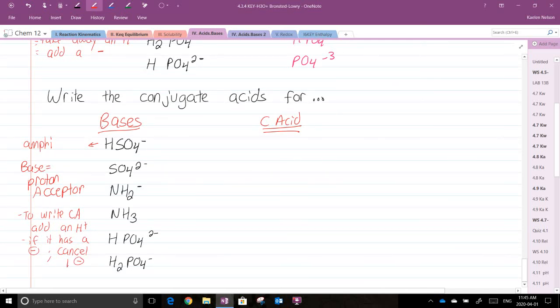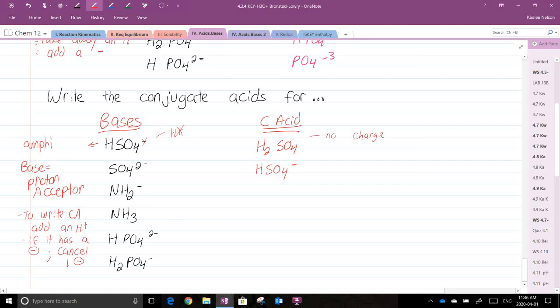So starting with HSO4 minus, it's going to accept a proton, which means it's going to become H2SO4. And my rule said I can cancel one minus, because I'm adding an H+, so the plus and the minus cancel, and I have no charge written up here. Okay, SO4 2 minus is going to take an H, so HSO4, and I'm going to cancel one of my minus numbers. So instead of 2 minus, I'm only going to have 1 minus.